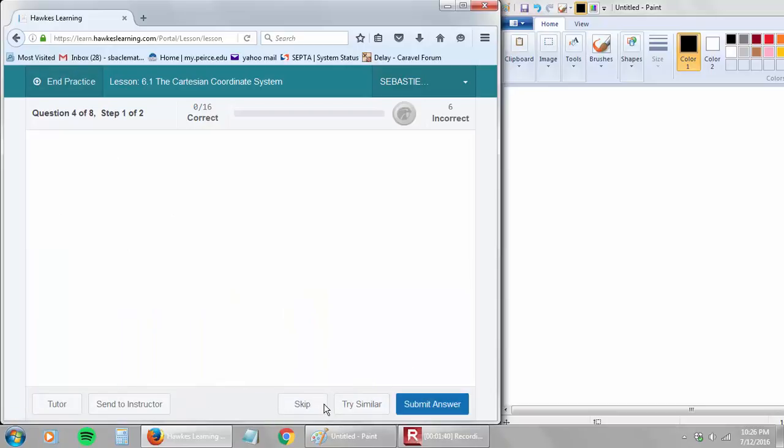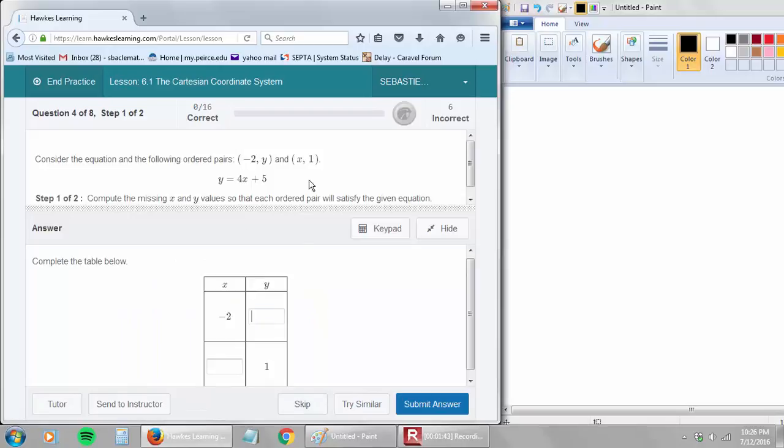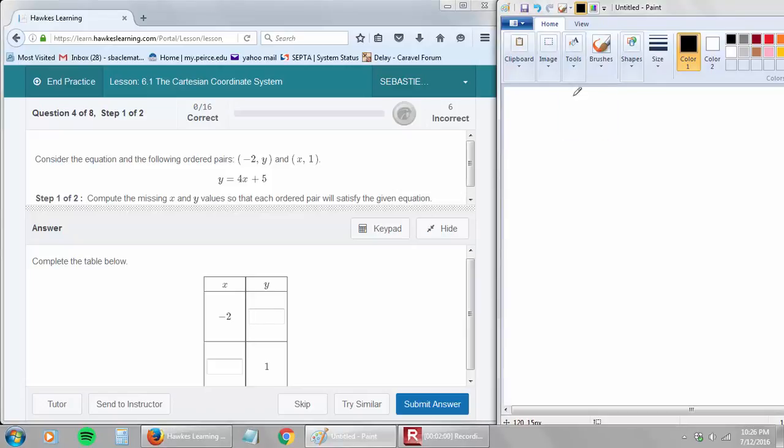The question that I wanted to look at from here was this one right here, actually. The questions like this that ask you to create the input-output table. And this one's kind of funky because they give you a y value, which we're not used to. We're used to always taking x numbers and plugging them in. So I'm going to go over how this particular question works.